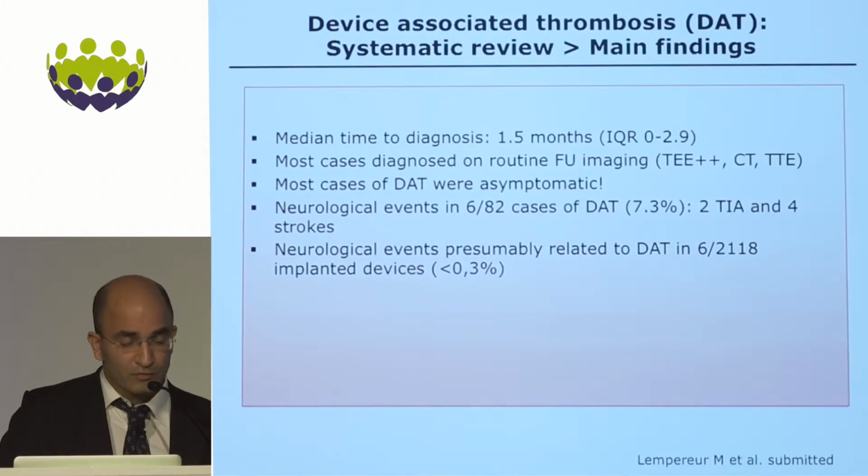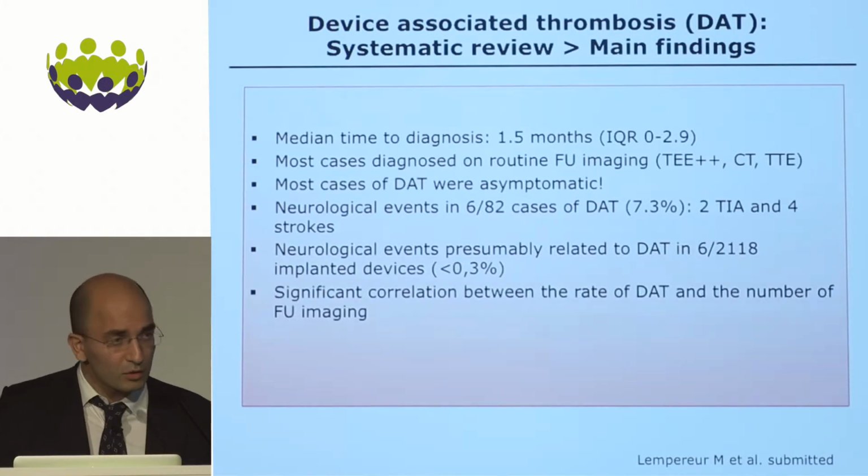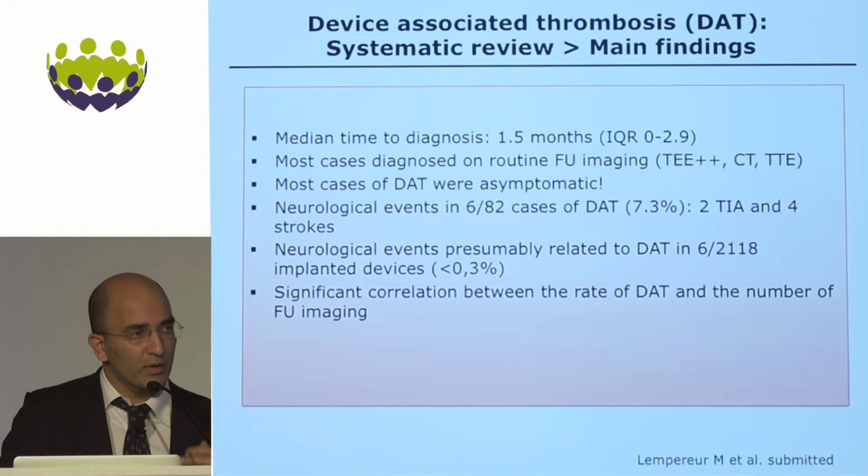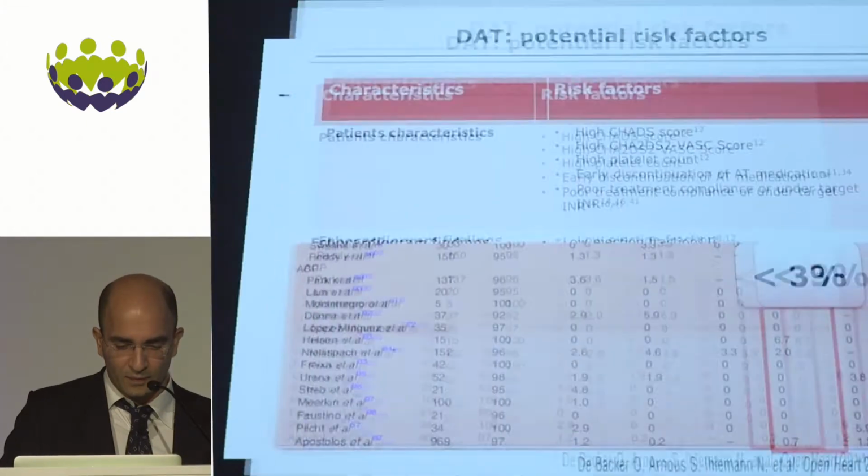We found the occurrence of neurological events in only 6 of these 82 cases of device thrombosis, which consisted of 2 TIA and 4 ischemic strokes. So if you take the neurological events related presumably to device thrombosis, we have a very low incidence below 0.3%. And also, we found a significant correlation between the rate of device thrombosis and the number of follow-up imaging. The more TEE you perform, the more chance you have to find something on the device.